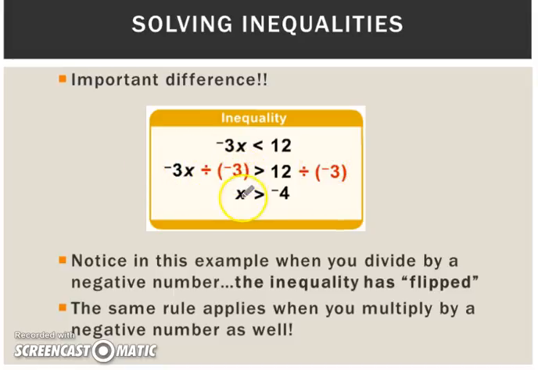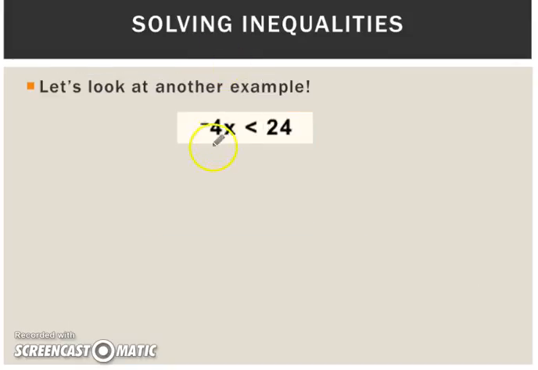Negative 3 divided by negative 3, we have x. 12 divided by negative 3, we have negative 4. But you have to flip that inequality when you divide or multiply by a negative number. So in this example, negative 4x is less than 24. If you divide by a negative 4 to get x by itself, negative 4 divided by negative 4 cancels out. You've got x. 24 divided by negative 4 is a negative 6, but since we divided by a negative number, I have to flip that inequality.